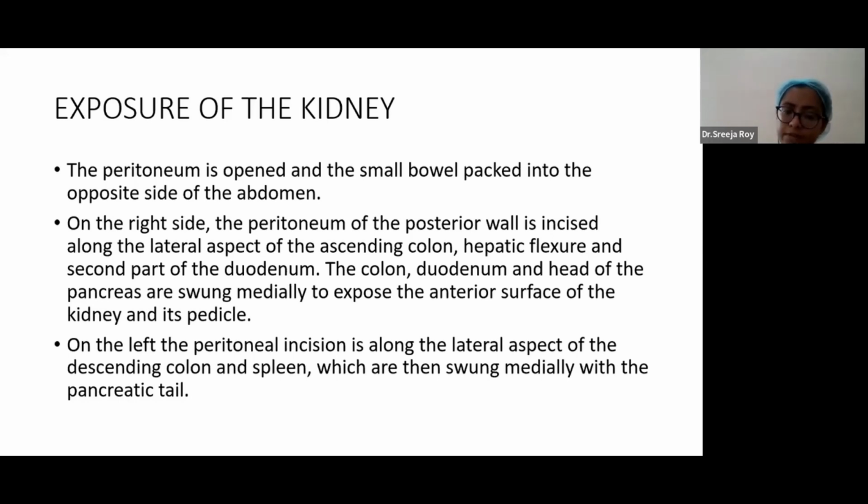On the left side, the peritoneal incision is given along the lateral aspect of the descending colon and spleen, which are then swung medially with the pancreatic tail.